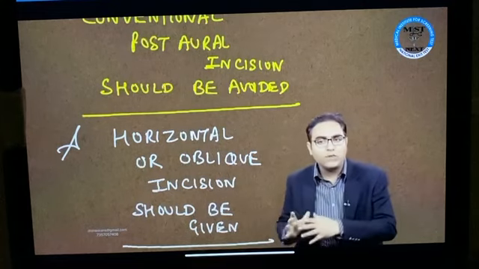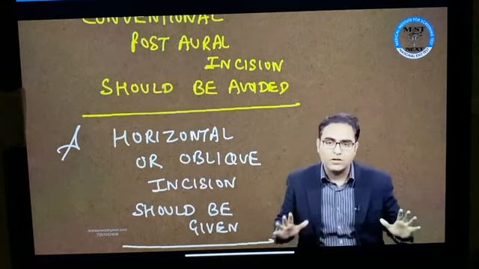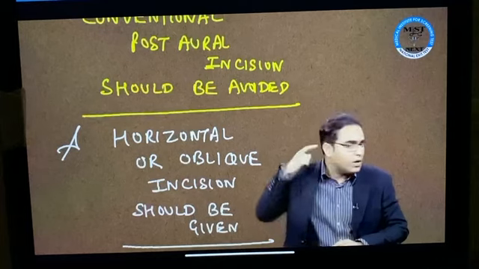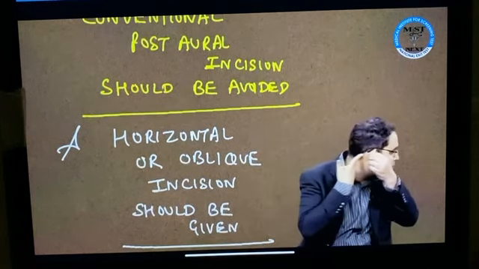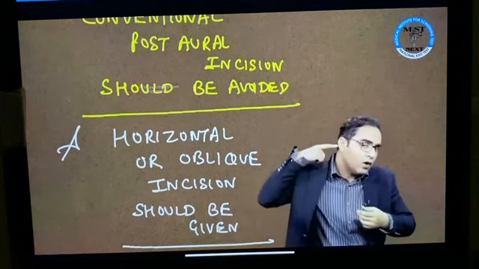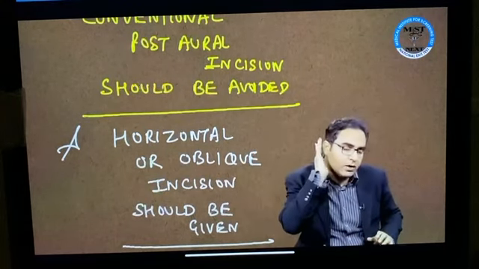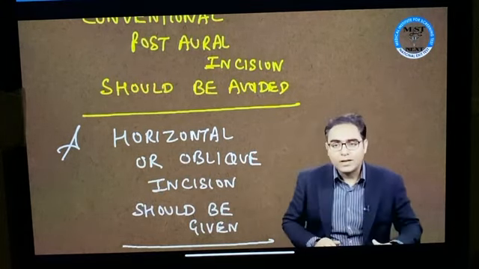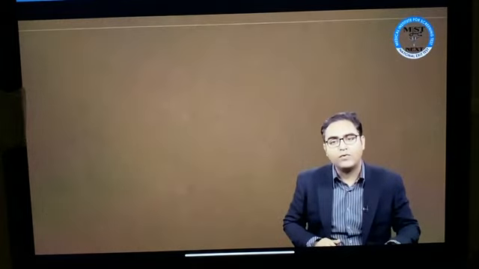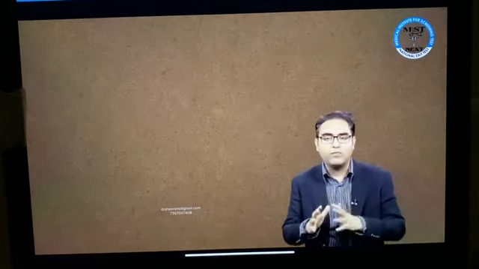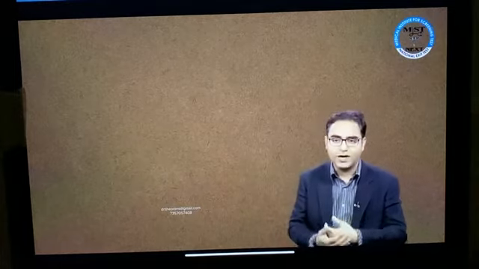To avoid this injury to the facial nerve, we do not give this conventional post-aural incision. Rather than that, we give a horizontal or an oblique incision. Either a horizontal incision behind the pinna or an oblique incision. And then you open and you operate, so that you're away from this area. Don't come down. Okay? So these were the concepts which are actually required for the embryological development of the various parts of the pinna and the applied anatomy also. Okay?